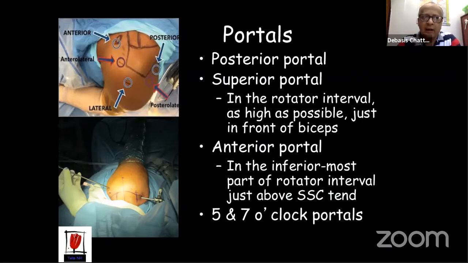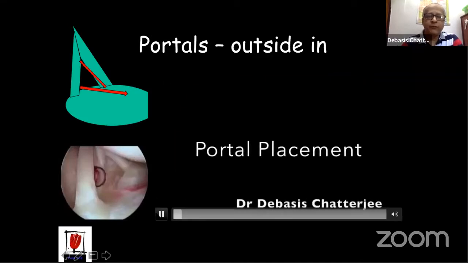There are also other less used portals, like the 5 o'clock or 7 o'clock portals, but they are not generally necessary. So before we come to the actual portal placement, I'll show you something.